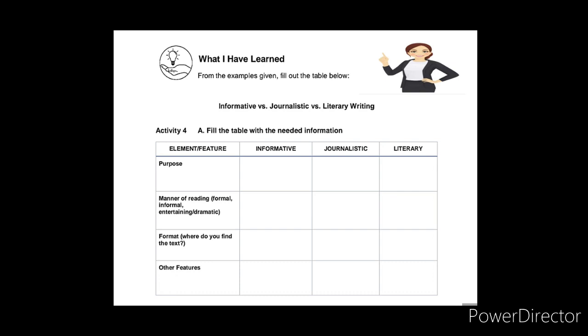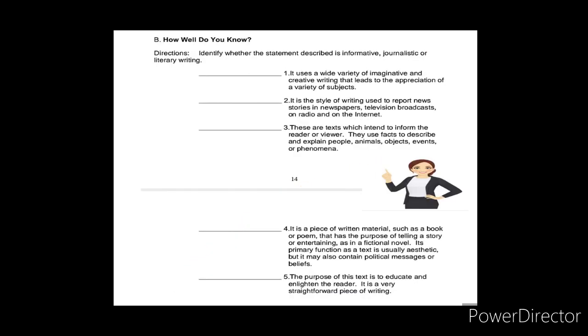Activity 4, letter E. You're just going to fill a table with the needed information. Go back to the discussions that you've learned a while ago. You're going to write the purpose of informative, journalistic, literary, the manner of reading, the format, and other features. Letter B, how well do you know? Let's try to answer this one. You're just going to answer informative, journalistic, and literary writing.